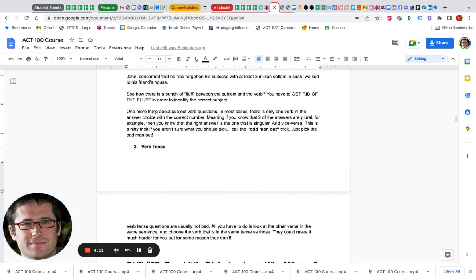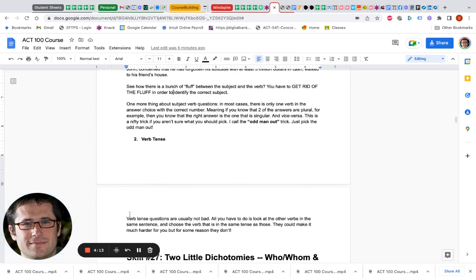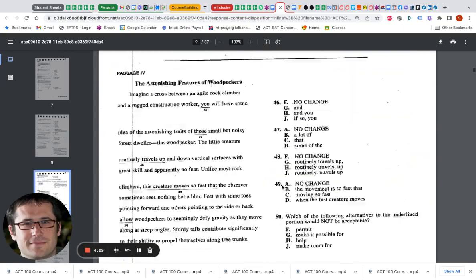Okay, nice and short here. Verb tense questions are usually not bad. All you have to do is look at the other verbs in the same sentence and choose the verb that is in the same tense as those. They could make it much harder for you with these types of questions, but they don't. Okay, let's just look at one example.